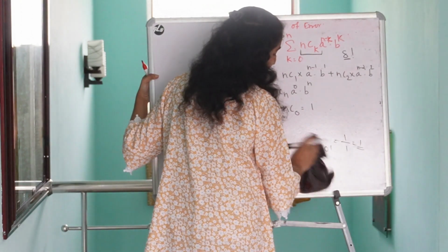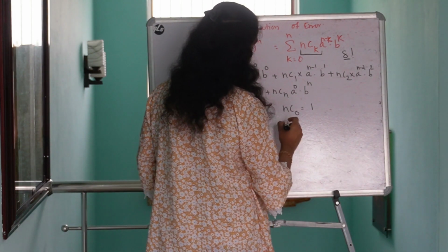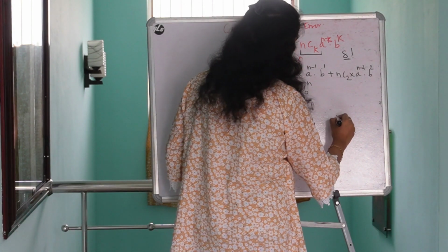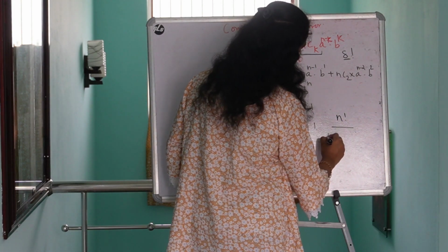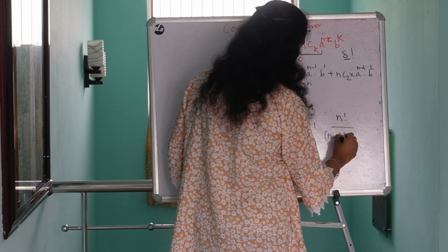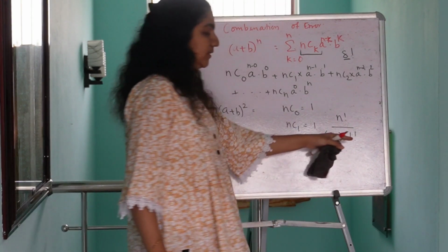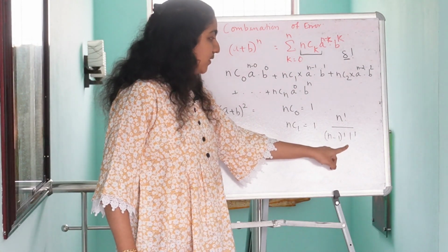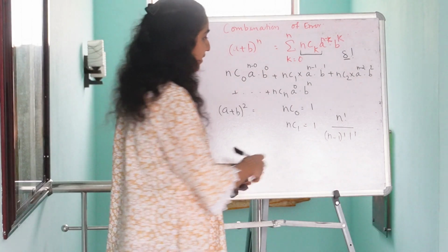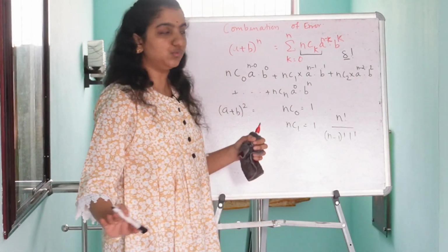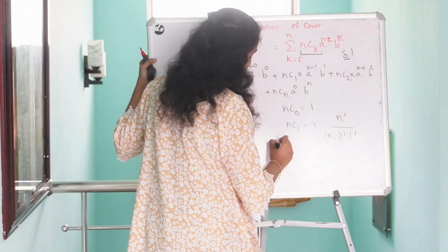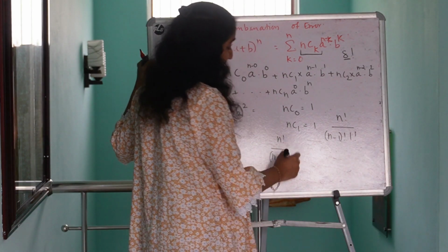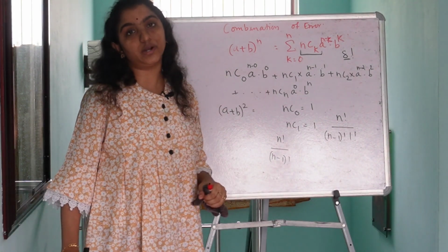Again, the value of nC1 is equal to n. Let us check: n factorial divided by (n minus 1) factorial into 1 factorial. We know 1 factorial is equal to 1. So it is n factorial divided by (n minus 1) factorial.